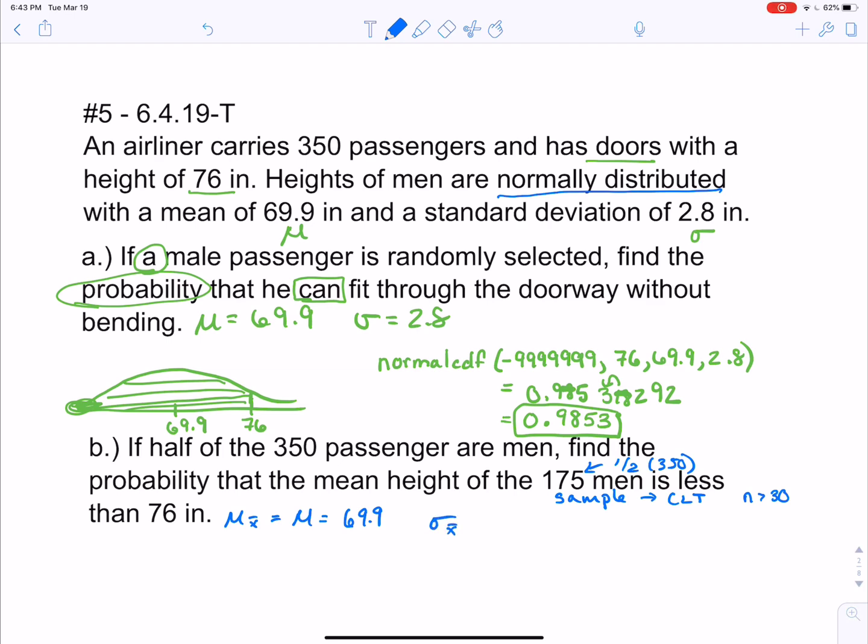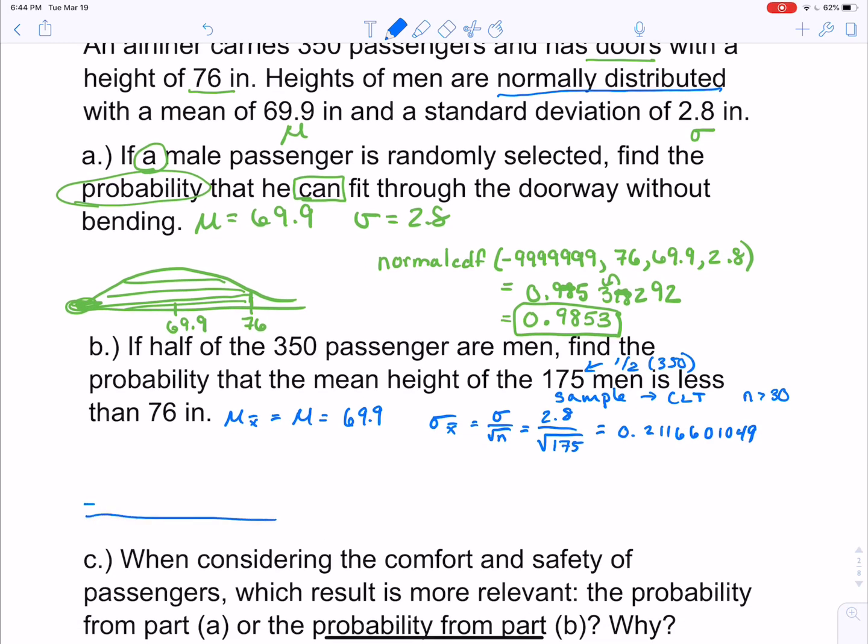However, the standard deviation of our sample means always changes. That's our population standard deviation divided by the square root of n. So our population standard deviation was 2.8, and our sample size is 175. When we plug that division in our calculator, we end up with 0.21166,01049. So now, if we picture what's going on, we've got our normal distribution. We still have our mean of 69.9. And in this case, we're looking for the probability that the mean height of these 175 men is less than 76 inches. So we essentially have the same exact sketch that we had before, because less than is still telling us to the left or below.